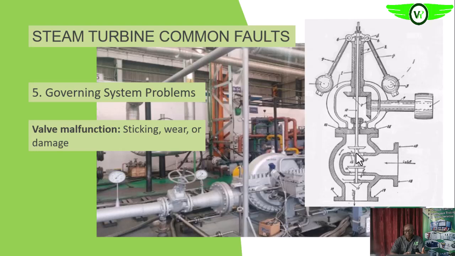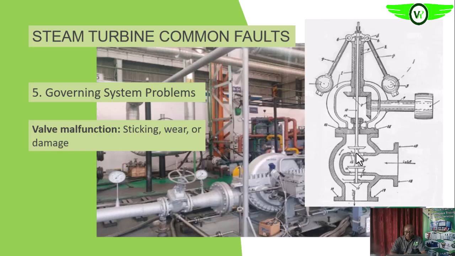If it is stuck halfway, it means that a steady amount of steam will be going into the steam turbine, and the governor will not be able to regulate the speed any longer, or it can be stuck fully open. Once it is stuck fully open, it means that the maximum amount of steam will be administered into the steam turbine, and then the steam turbine will just be running at that maximum speed.